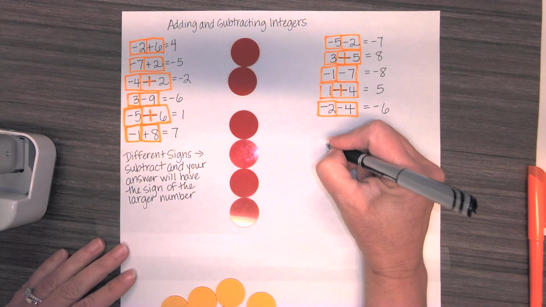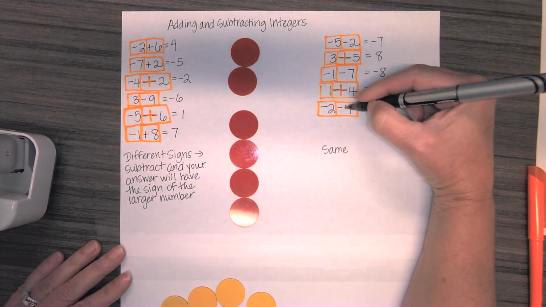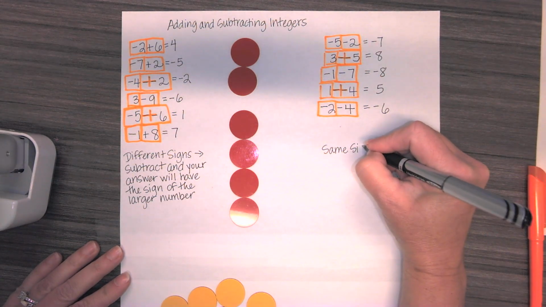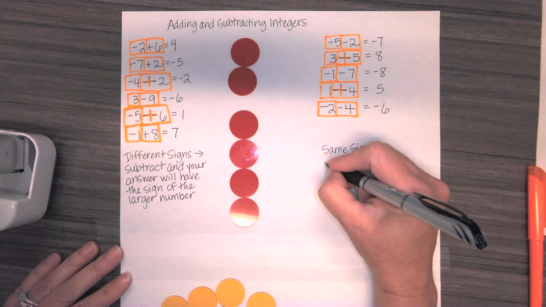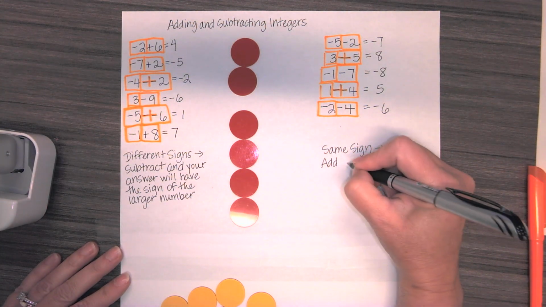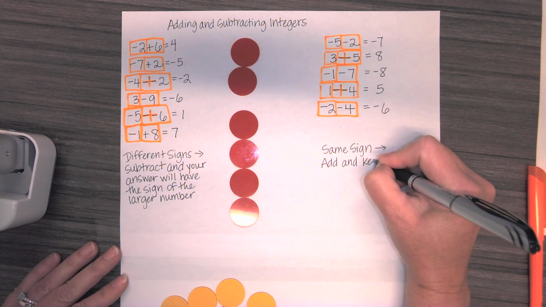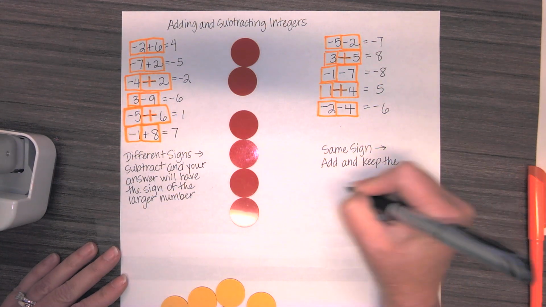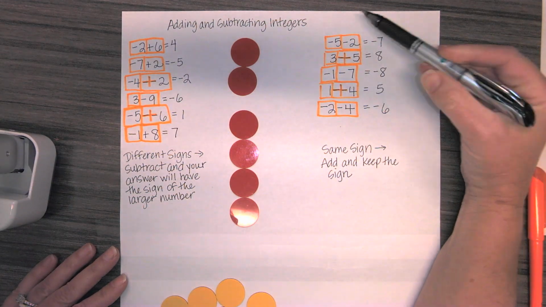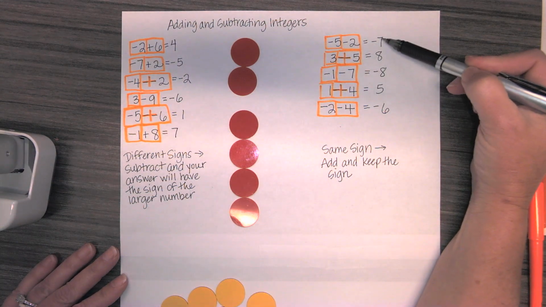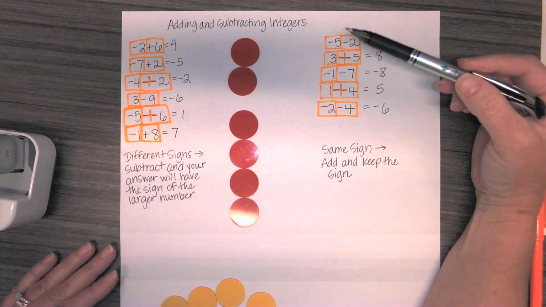So the rule then, if your numbers have the same sign, which all of these did, the numbers we were combining either were both positive or both negative. So when you have the same sign, you're going to add the 2 numbers and keep the sign. So the answer will have the same sign as the 2 numbers that you're combining. If they're both negative, your answer is negative. If they're both positive, your answer is positive. So you're going to add and keep the sign.